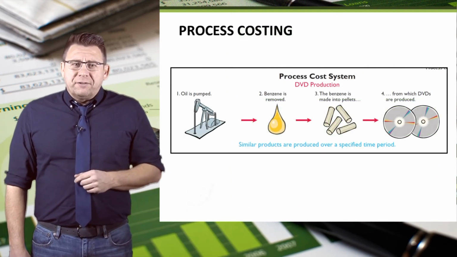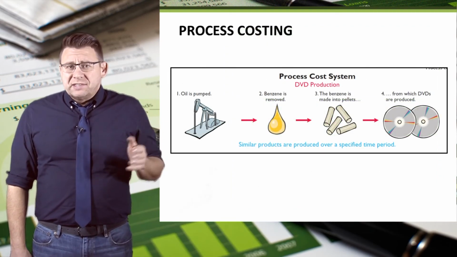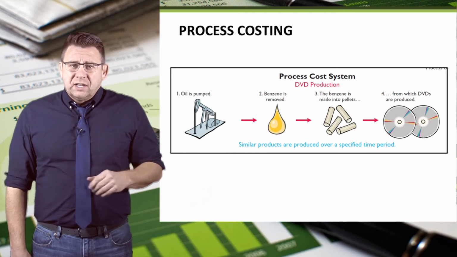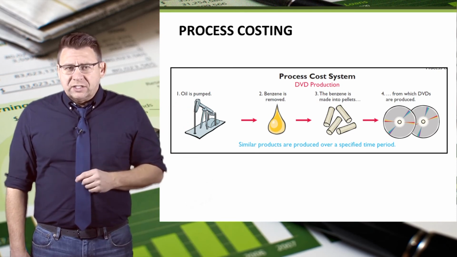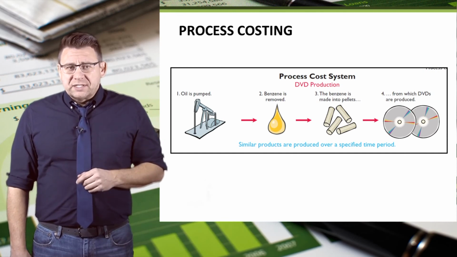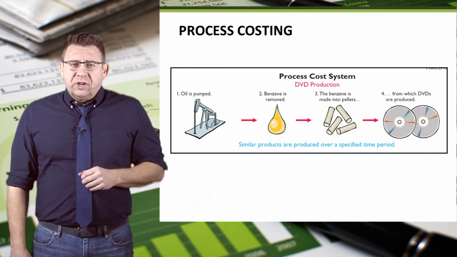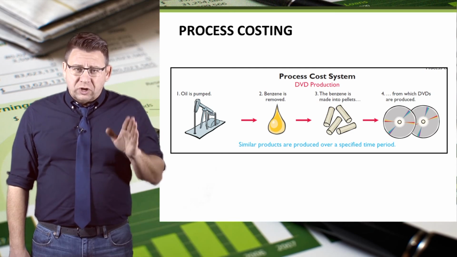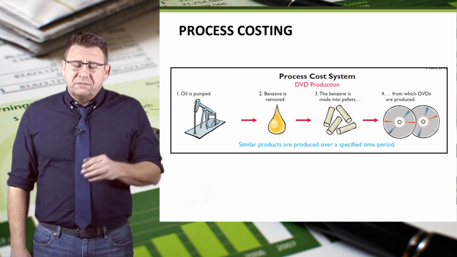This slide graphically shows an item that tends to be process costed. DVDs, or any generically mass-produced item, would be process costing. You'll have an opportunity to learn about the accounting for both job and process costing in this video series.